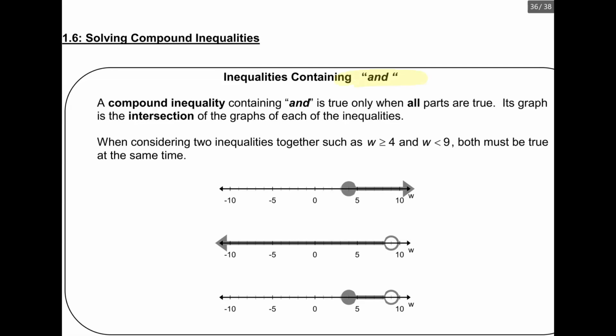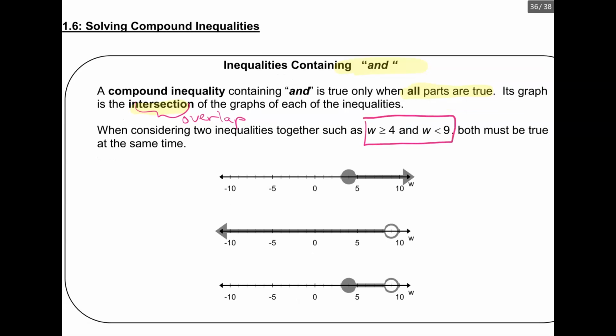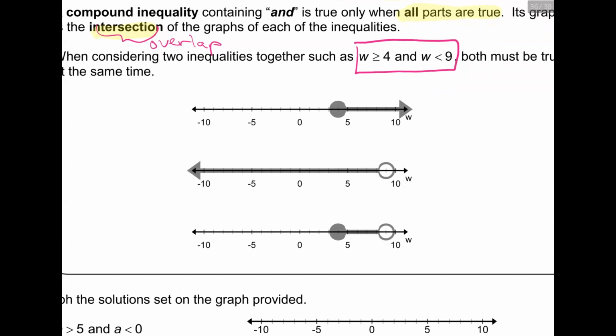A compound inequality containing "and" is only true when all parts of it are true. The graph is the intersection, aka the overlap, of the graphs of each of the inequalities. So both of them have to be true. When considering two inequalities together, such as w is greater than or equal to 4 and w is less than 9, they both have to be true at the same time. Because I have the word "and," they must both be true.